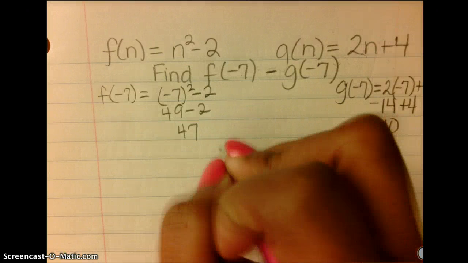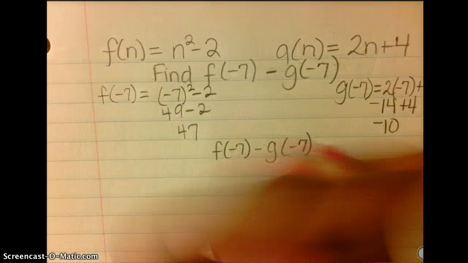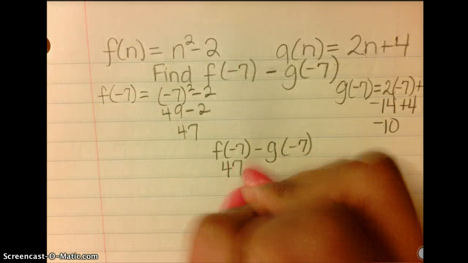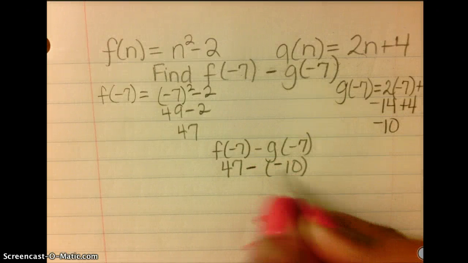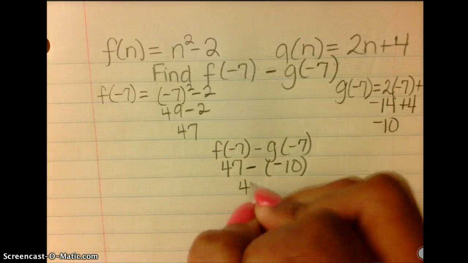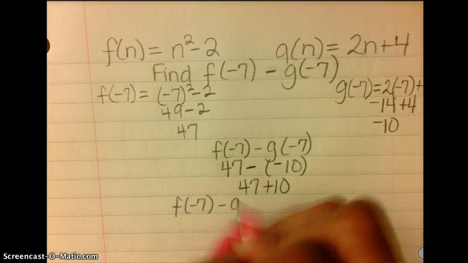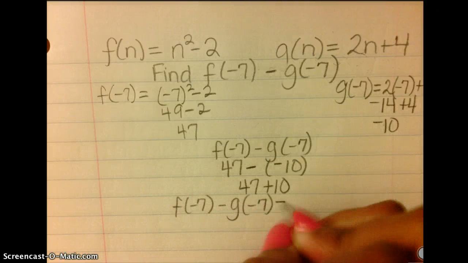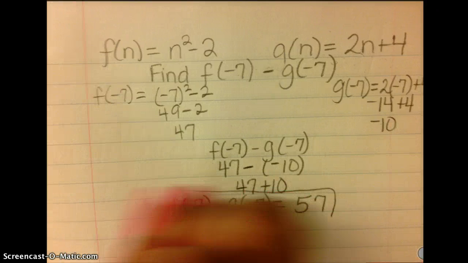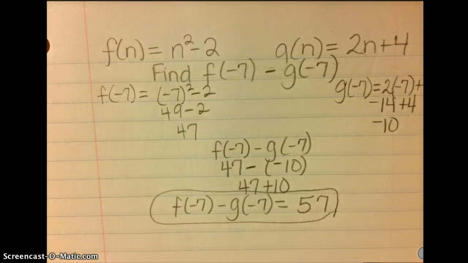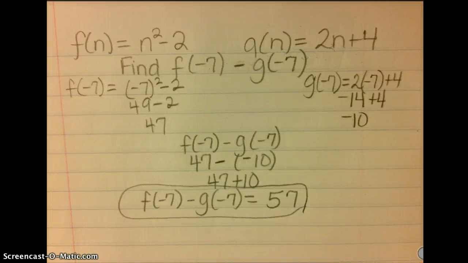So now we're going to do f of negative 7 minus g of negative 7. F of negative 7 was 47, minus g of negative 7 was negative 10. Two negatives make a positive, so we have 47 plus 10. So f of negative 7 minus g of negative 7 equals 57. Okay, so that's an example of evaluating the function and then performing an operation.